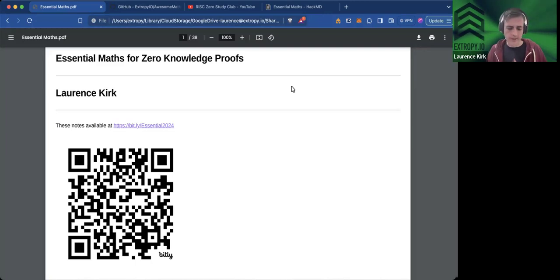In terms of what we're going to cover today, I'm really trying to cover the background. So I'm not going to say very much about zero knowledge proofs themselves. It's really to try to cover the maths that you need and some of the concepts you need to understand when you're starting with zero knowledge proofs. But I'm not going to go into a lot of detail about the proofs themselves.